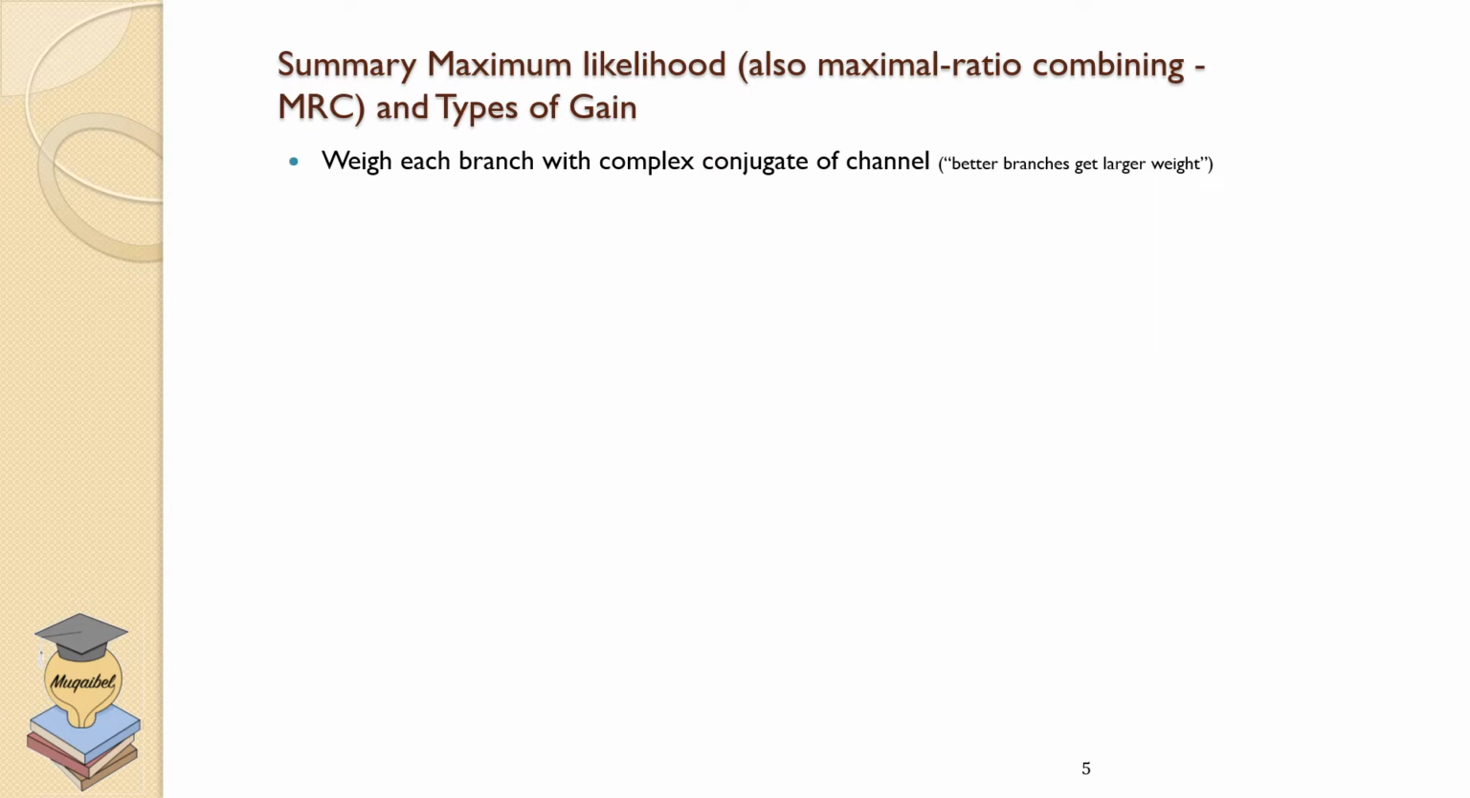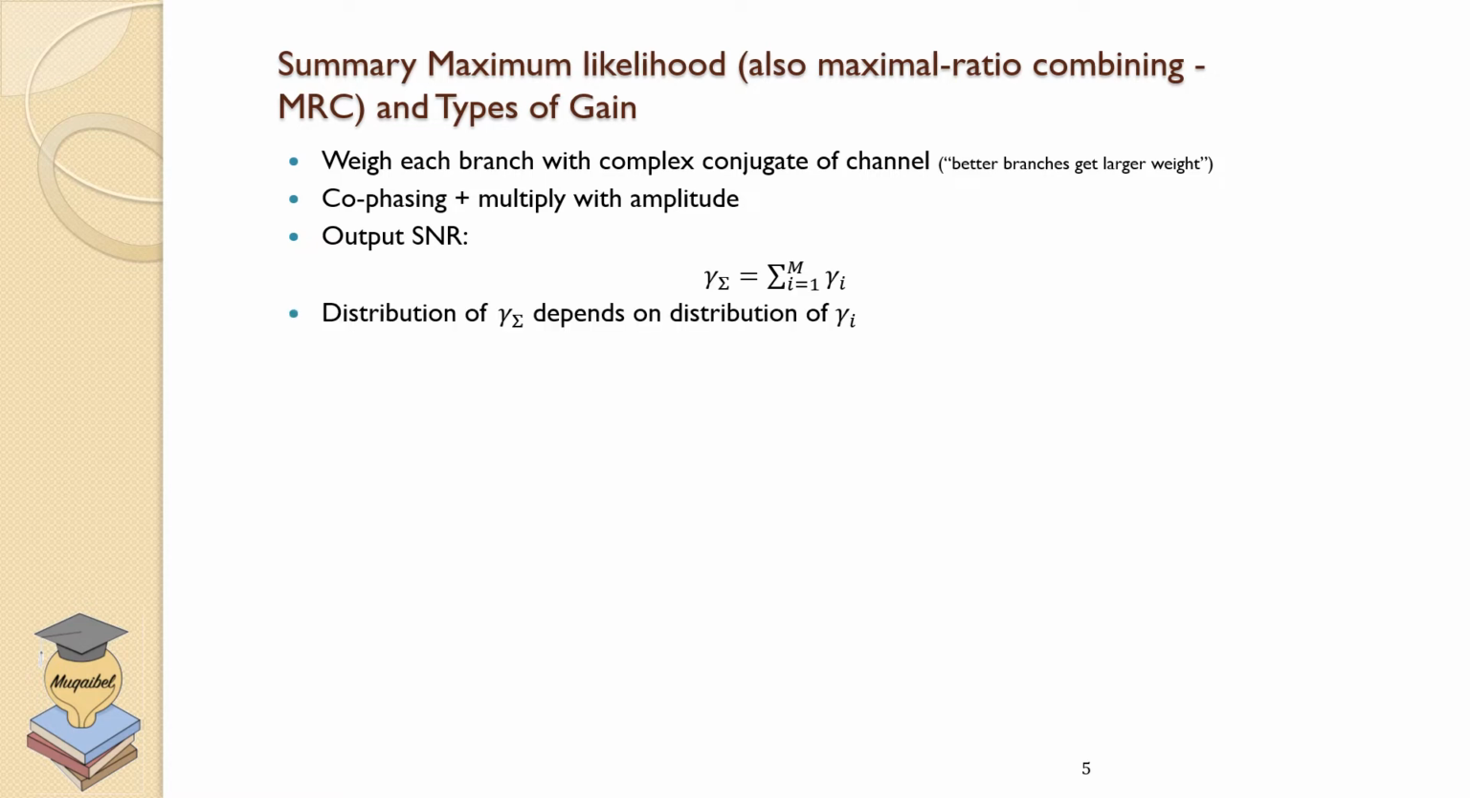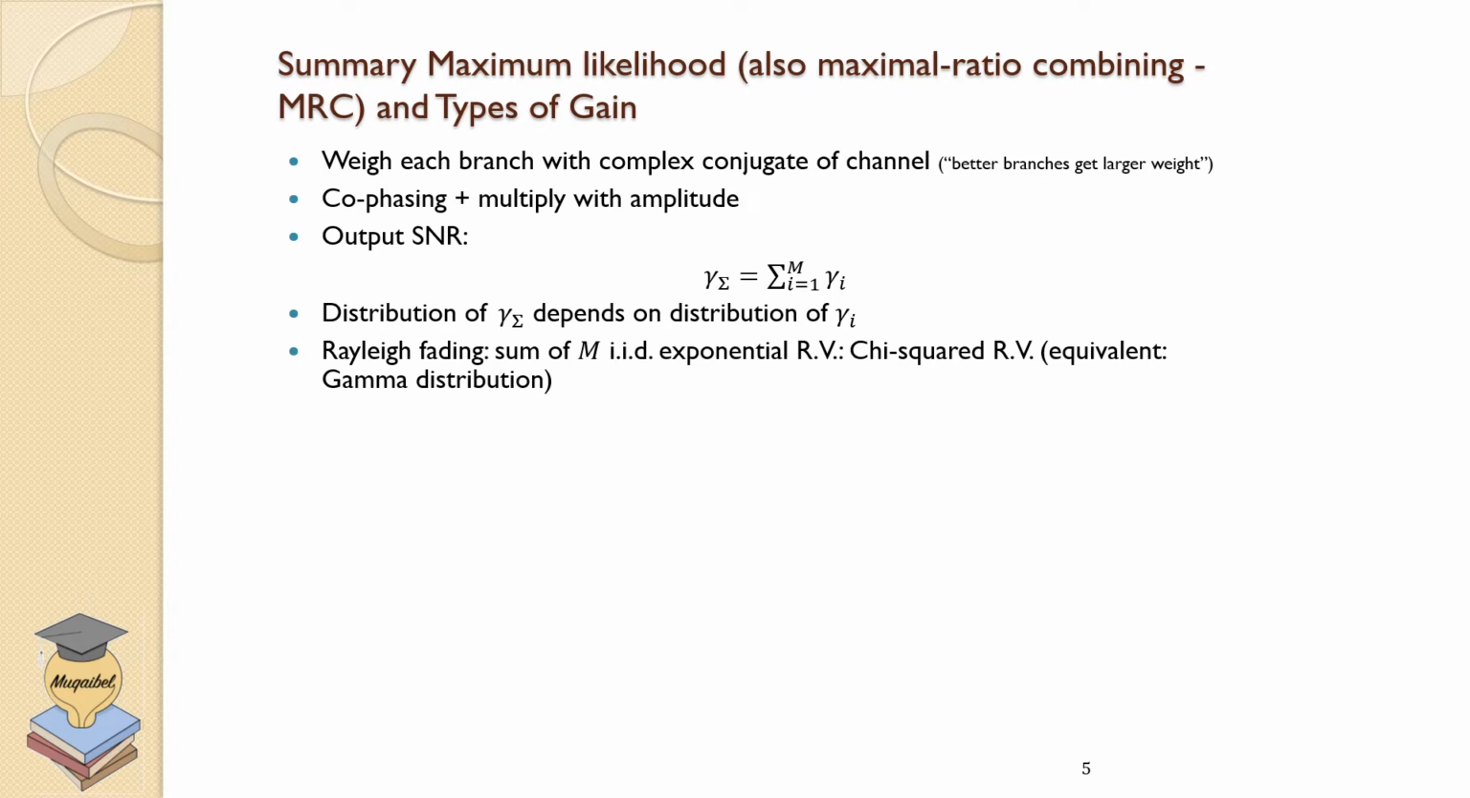To continue with maximum ratio combining, we would like to weigh each branch with the complex conjugate of the channel. That's better branches get larger weight: co-phasing plus multiplying with amplitude. The output signal to noise ratio would be the sum. The distribution of the sum depends on the distribution of the original signal to noise ratio.